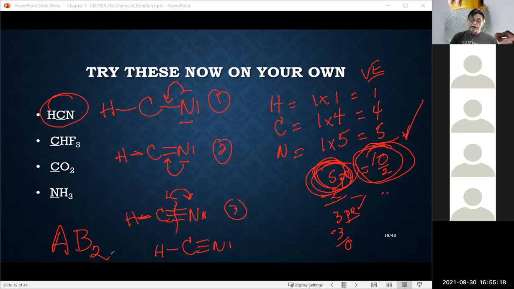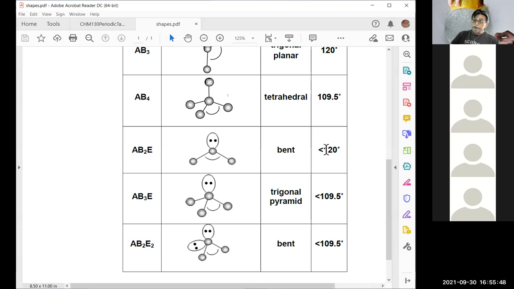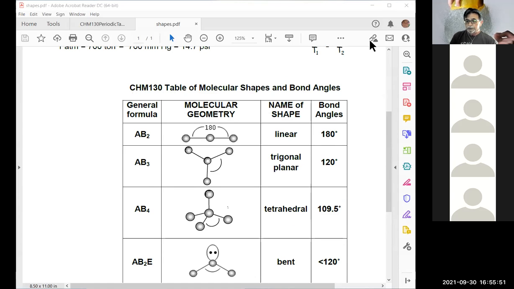Now, do we have an E here? No, we don't. We don't have any lone pair on the central atom. Yes, there is a lone pair on the nitrogen, but that is not the central atom. We only care about the central atom. So our general formula is AB2, okay? With that information, then we go to the periodic shapes table, and we look for AB2. And AB2 is right there. So this is what we came up with in the other slide. And that's AB2. That's the general formula.